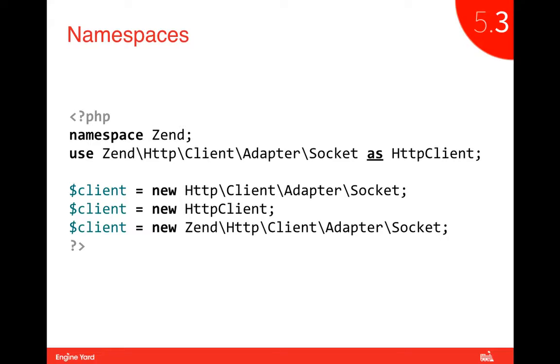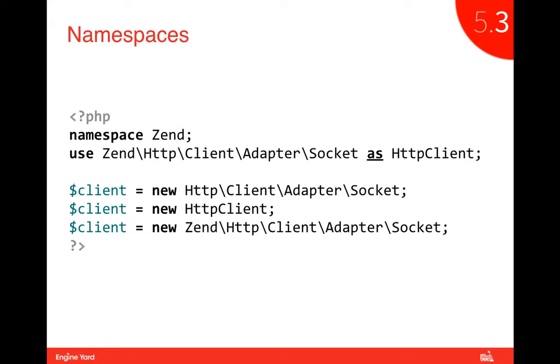And because we're inside the Zend namespace, there's actually multiple ways we can access this class that we've imported. We can do it using the relative from Zend namespace, so Http\Client\Adapter\Socket, which would get this whole thing. We can use our alias, so new HttpClient, which allows us to shorten down stuff, especially if there's multiple implementations, you can be more concrete about which one you're using, or you can not care about which one you're using, you just give it a name that makes more sense.